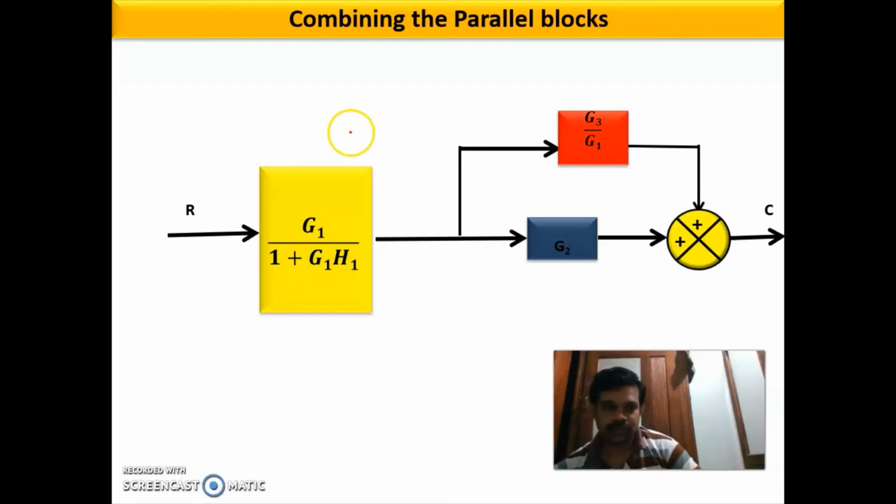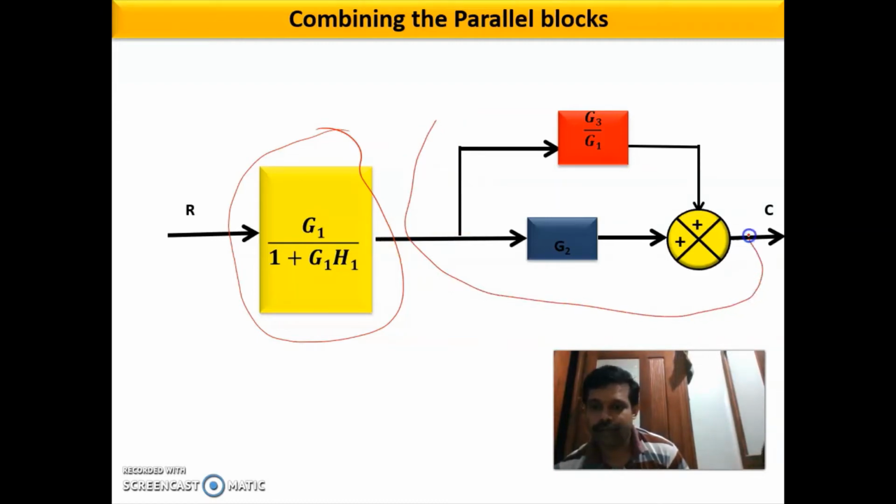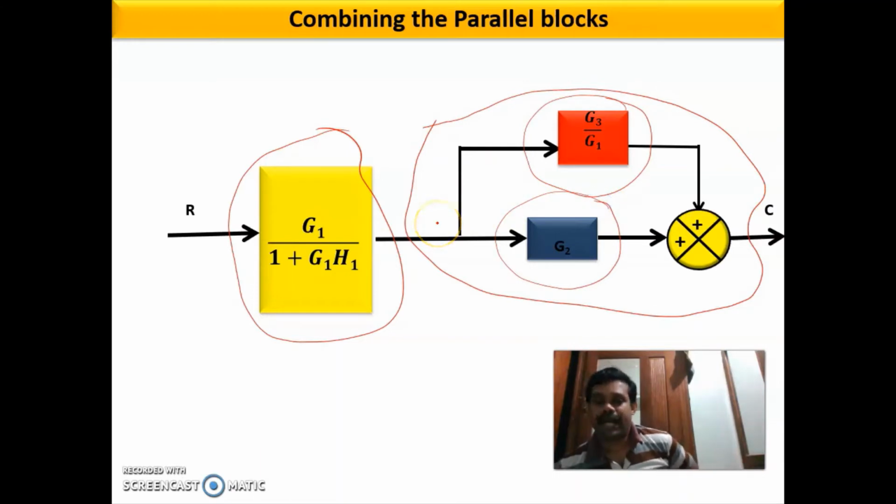So this is the equivalent block after eliminating the feedback loop. Now you are going to eliminate this feed forward path or parallel blocks. The block G3 by G1 and the block G2 are in parallel, so this can be replaced by an equivalent block whose transfer function is the sum of the individual transfer functions.